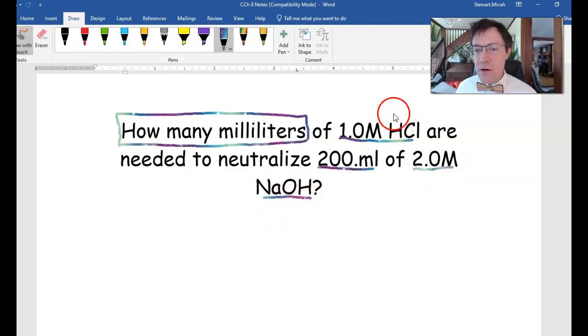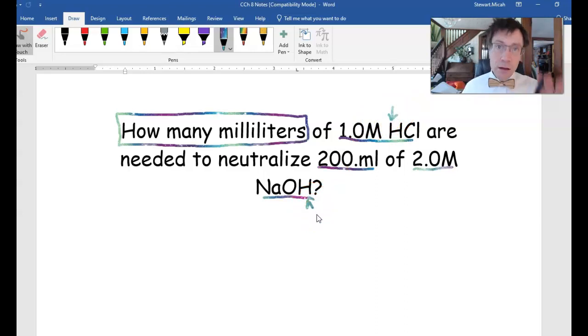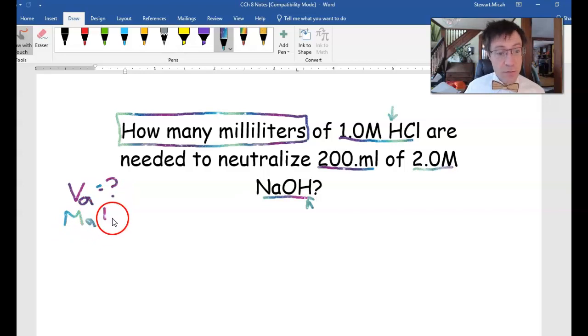All right, so first things first. I got one hydrogen. I got one hydroxide. These things are going to be straightforward and easy, right? Awesome. So let's write out the variables here. How many milliliters? So that's going to be V. All right, so of my acid. So this is going to be VA equals, I don't know yet, but I'm going to find out. The molarity of my acid, it says right there, is 1.0 molar. I'll put that there. So, are needed to neutralize.